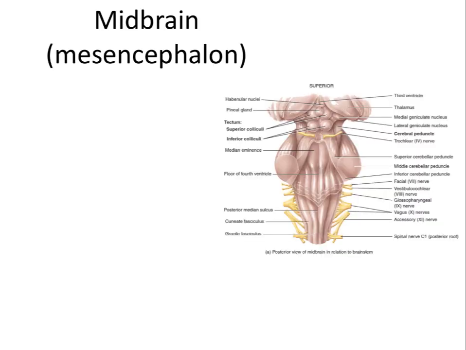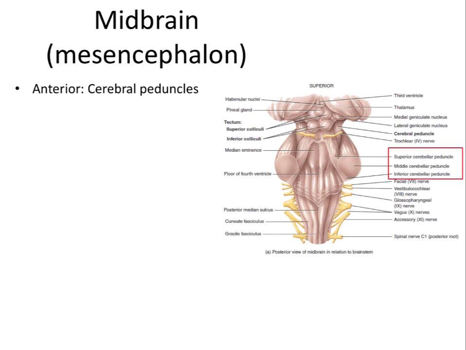The midbrain is the most superior portion of the brainstem. On the anterior side of the midbrain are the cerebral peduncles. These are structures that contain motor tracts that are bringing nerve impulses from the motor cortex to the body. So these are descending tracts.